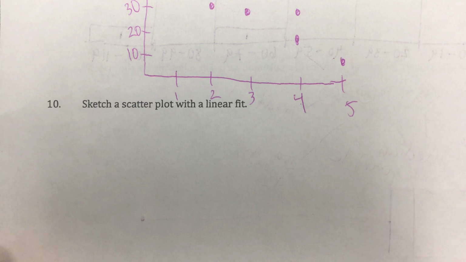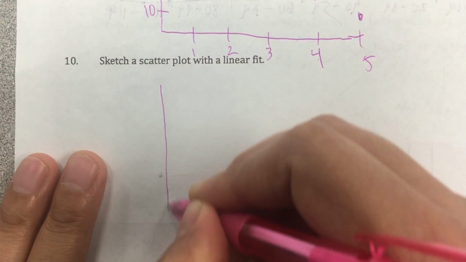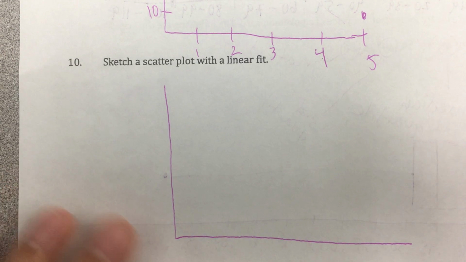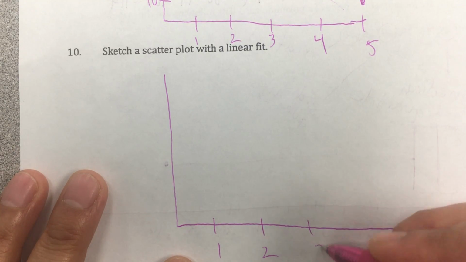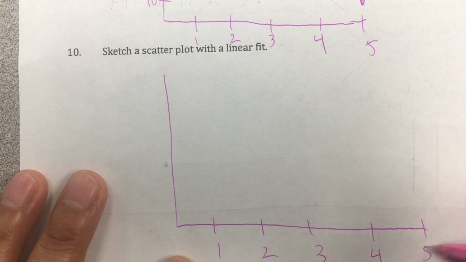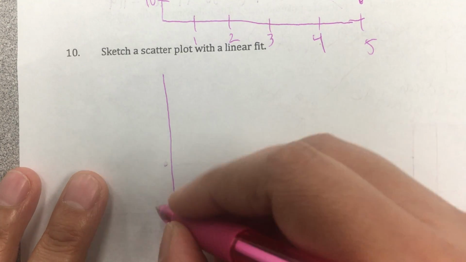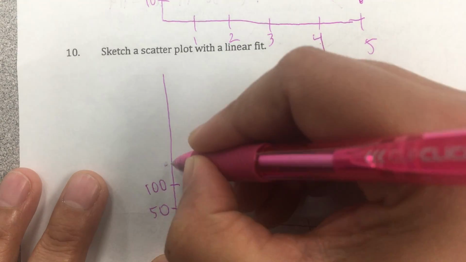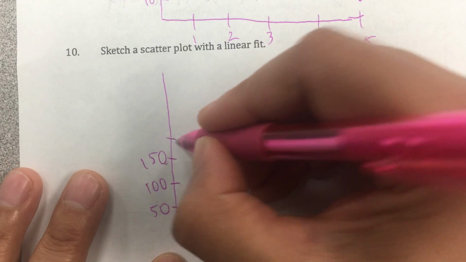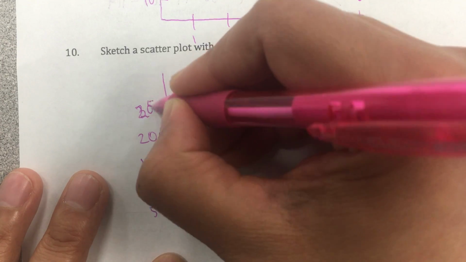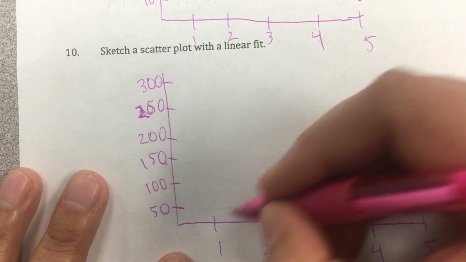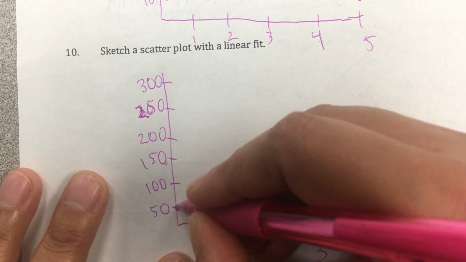Sketch a scatter plot with a linear fit. It doesn't matter, it could be similar to the other one. Let's do a positive one again. So 1, 2, 3, 4, 5, and maybe now I'm going to go by the 50s: 50, 100, 150, 200, 250. I want to skip some. 300. Again, it's with a linear fit.